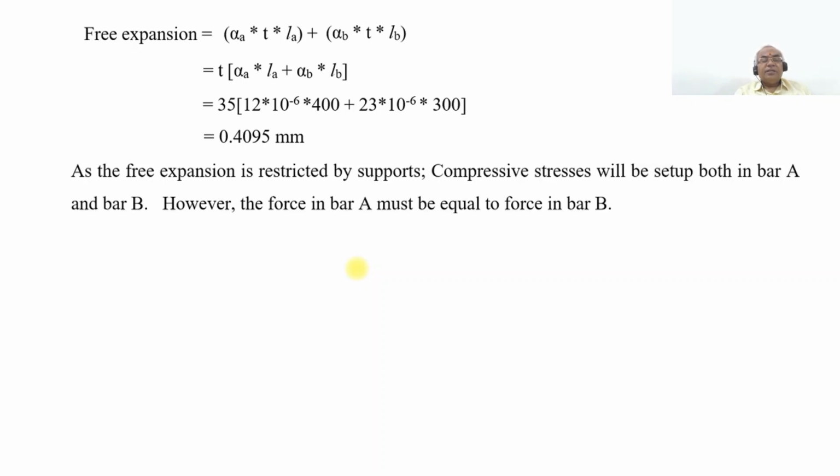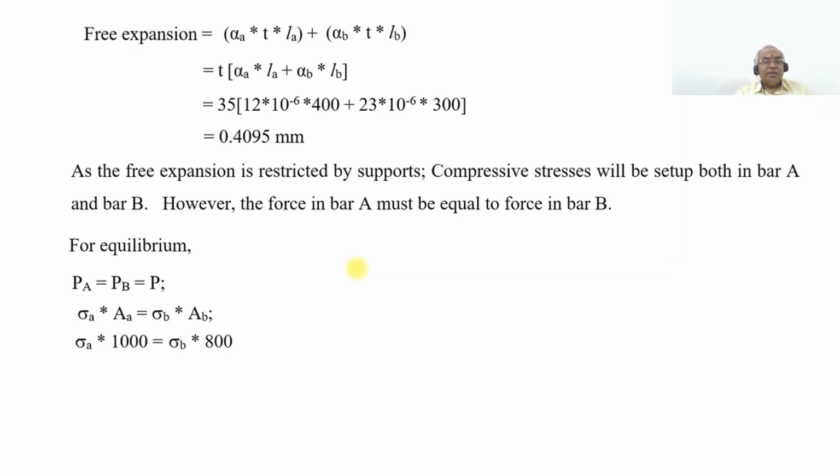As the free expansion is restricted by the supports, a compressive stress will be set up in both A and B. However, the force in bar A must be equal to the force in bar B. So for the equilibrium condition, PA is equal to PB, which is equal to P. PA is sigma A into AA, which is equal to sigma B into AB. So sigma A into 1000 is equal to sigma B into 800. So sigma A will be equal to 0.8 sigma B.